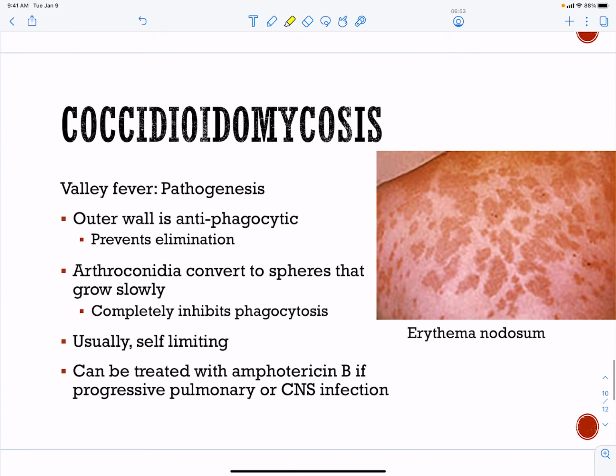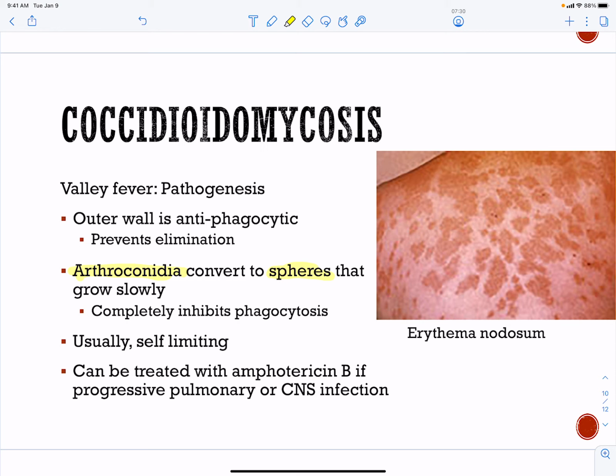Another is valley fever, coccidioidomycosis. This is transmitted by arthroconidia. Basically, your fungus is going to shed its septate hyphae, and the septate hyphae become arthroconidia, which is similar to a spore, and they can travel very far. Your arthroconidia will form spherules inside of your body, and these will grow, and it's very hard for your immune system to phagocytose them.